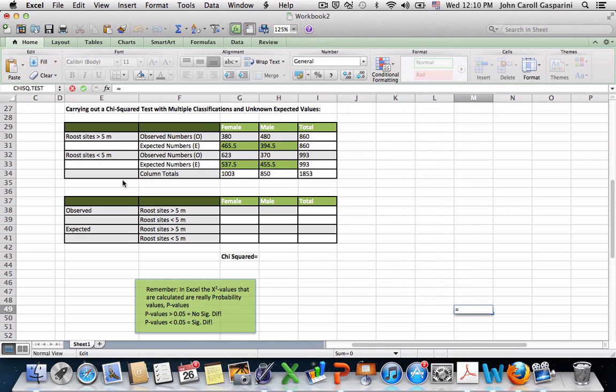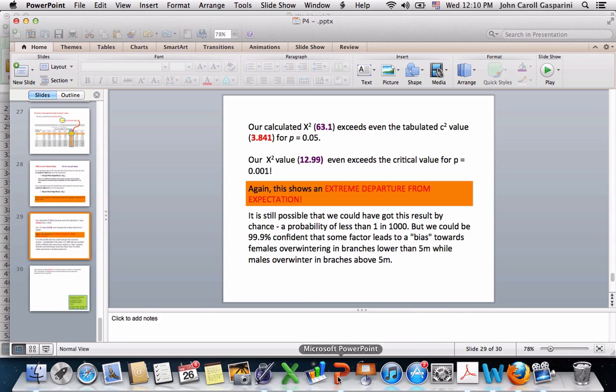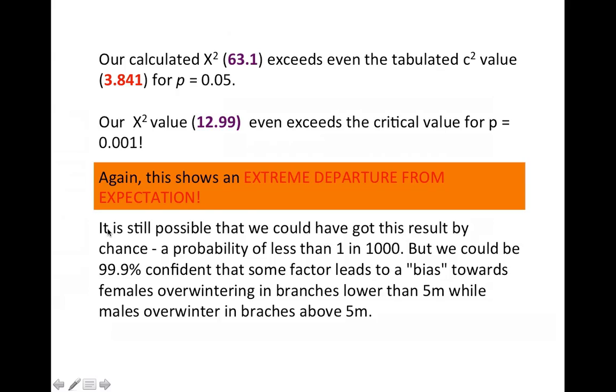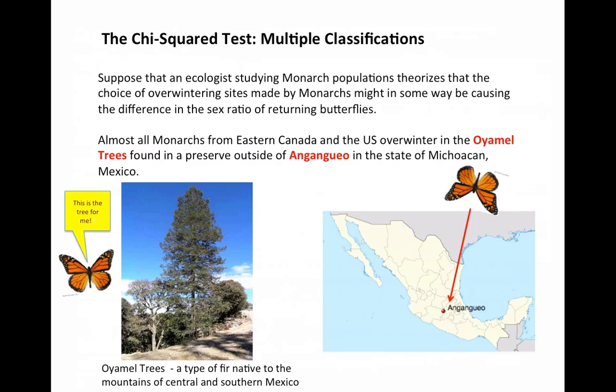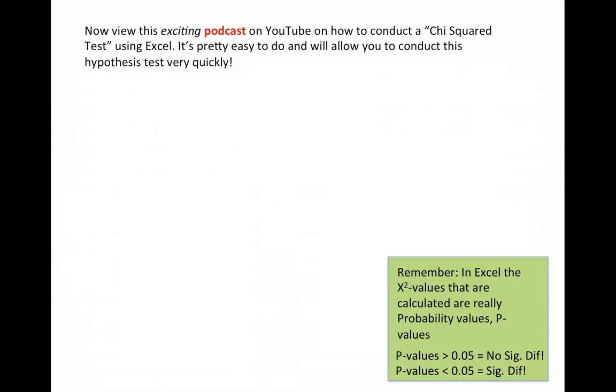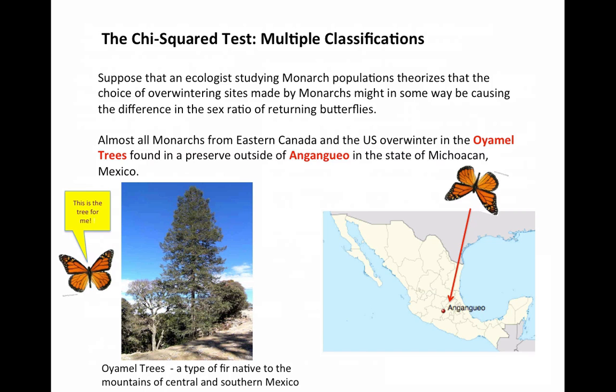Alright, so what I'm going to do now is show you how to carry out a chi-square test the easy way in Excel. Let's back up a little bit though, and let's go back to what we were working on in the PowerPoint that shows you how to calculate chi-square values. So, what do we have here?